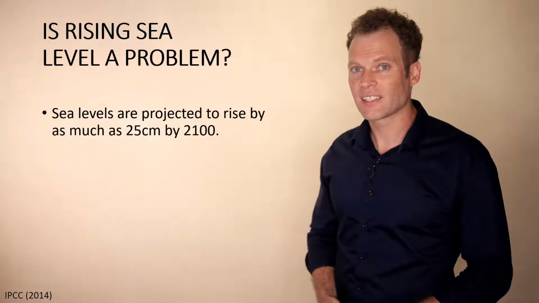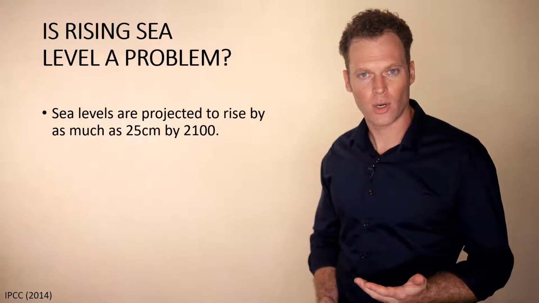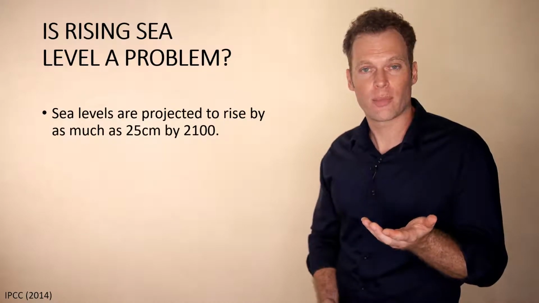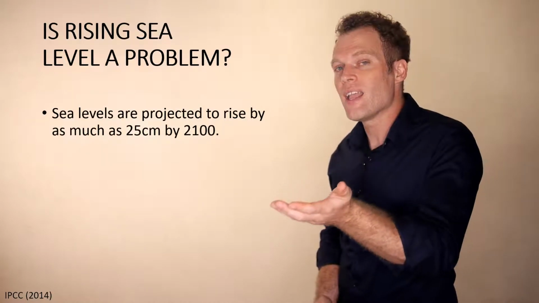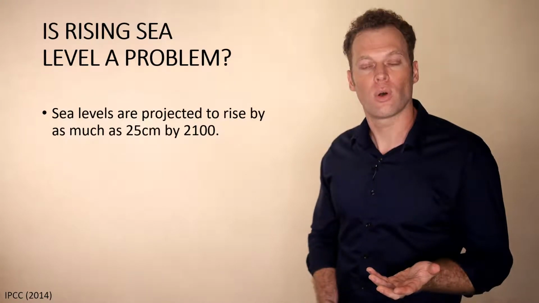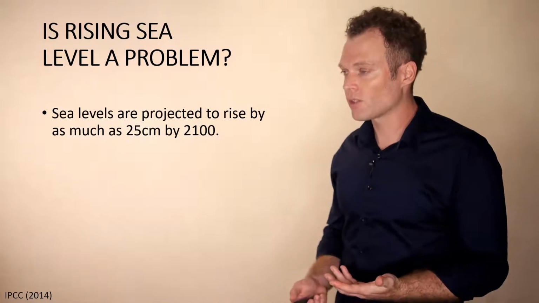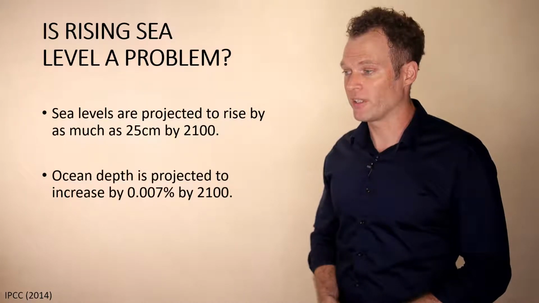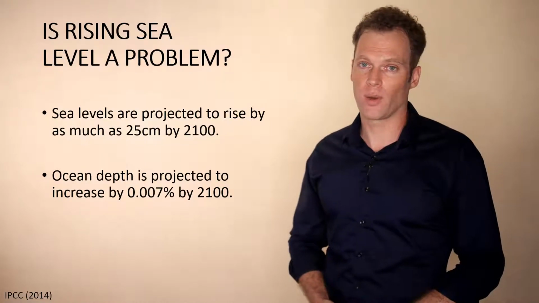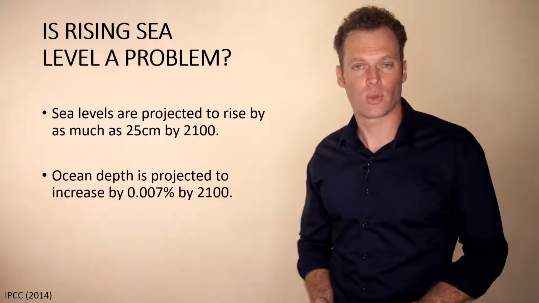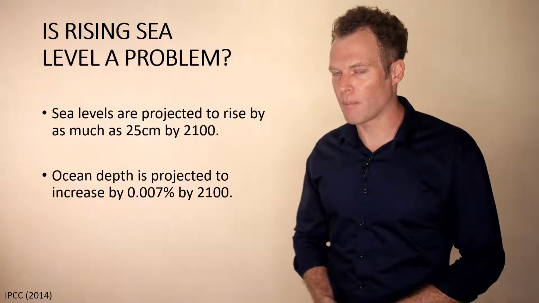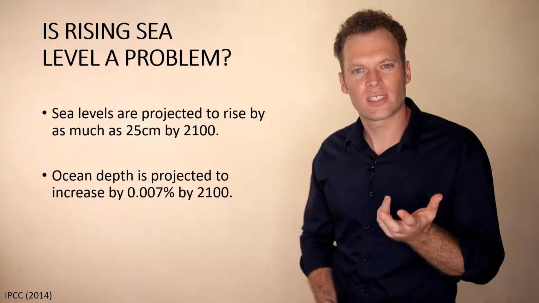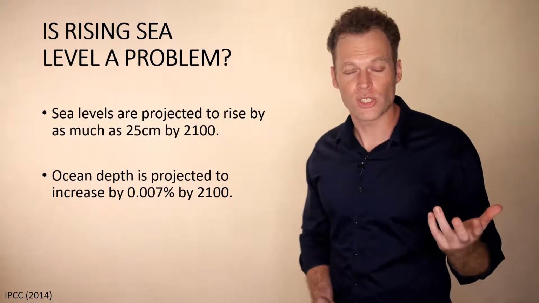That's quite a significant rise if you are a poor farmer living in a low-lying coastal area where in the future a 25-centimeter rise in sea level will mean that seawater will inundate your farmland and make it very difficult to grow food. That's certainly a problem, but what if you're the ocean? Well, ocean depth is projected to increase by only 0.007% by 2100, because of course the ocean is quite deep and 25 centimeters really isn't that much of it. And so it's easy to say, well, yeah, sea level's rising, but it's minuscule considering the size of the ocean.